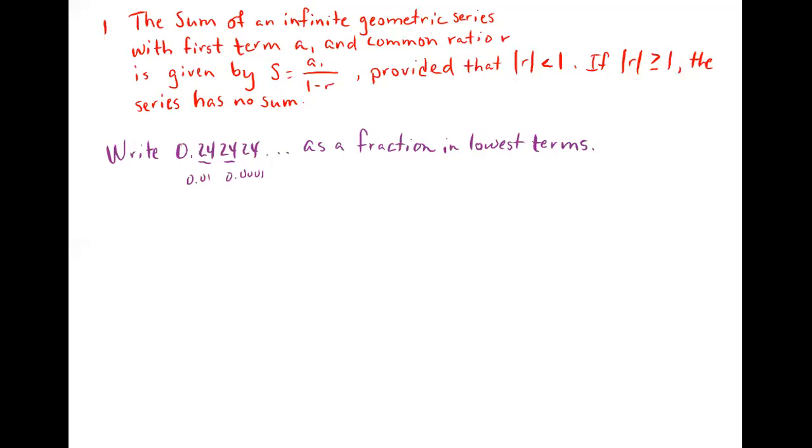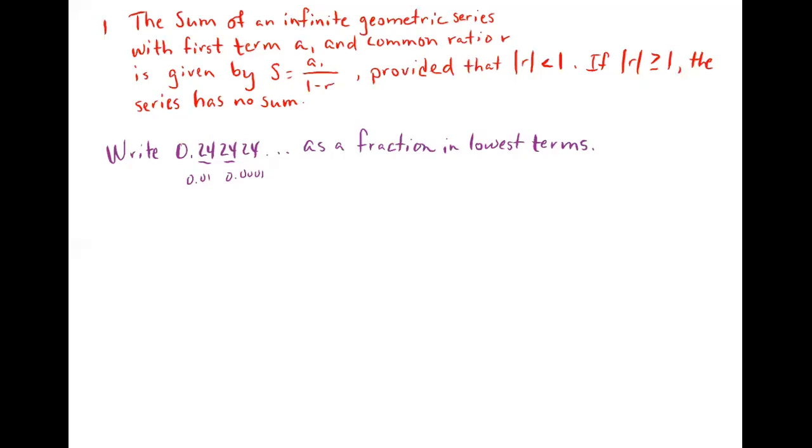Hey guys, we're going to go ahead and look at another problem, the sum of an infinite geometric series. Remember, in the last lesson we were talking about a geometric series: the sum with the first term a subscript 1 and a common ratio r is given by the formula S is equal to a subscript 1 divided by 1 minus r, provided that the absolute value of r is less than 1. If the absolute value of r is greater than or equal to 1, then the series has no sum. So let's go ahead and look at our first problem today.